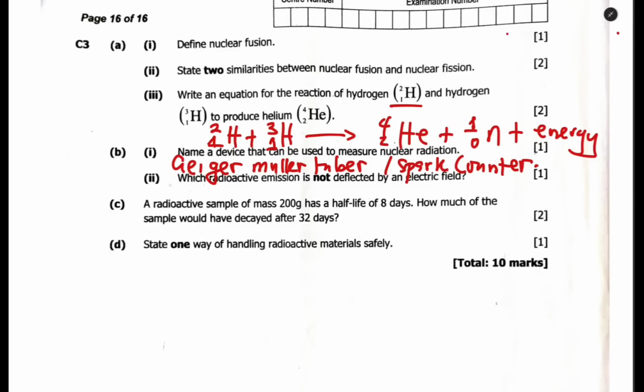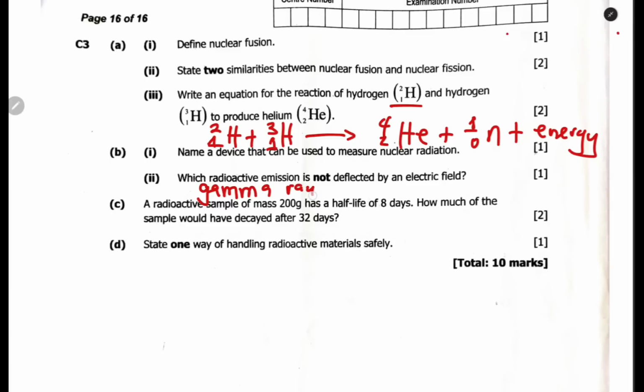Then we have question 2 of B. Which radioactive emission is not deflected by an electric field? This is gamma. So gamma is not deflected by both electric and magnetic fields. So gamma rays.